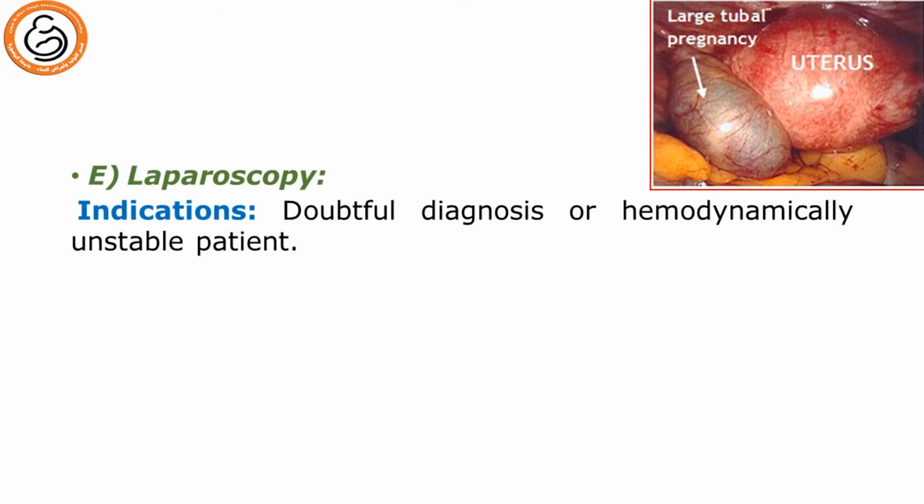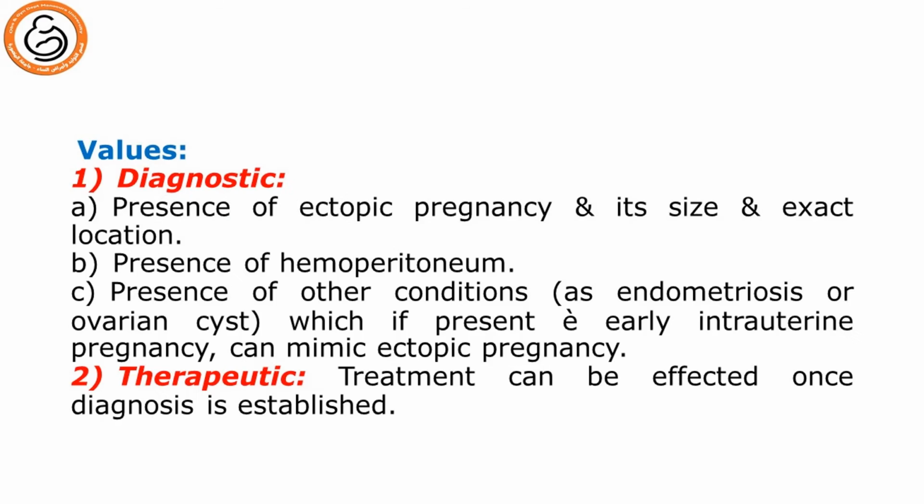The gold standard for diagnosis of ectopic pregnancy is laparoscopy. It is done in doubtful diagnosis or hemodynamically unstable patient. So we should do laparoscopy to diagnose, and we can treat ectopic at the same time. Regarding values of laparoscopy, diagnostic: presence of ectopic pregnancy and its size and exact location. We can delineate the presence of hemoperitoneum, presence of other conditions as endometritis or ovarian cysts, which if present with early intrauterine pregnancy can mimic ectopic pregnancy. We can also do therapeutic maneuvers for the ectopic pregnancy using the laparoscope.